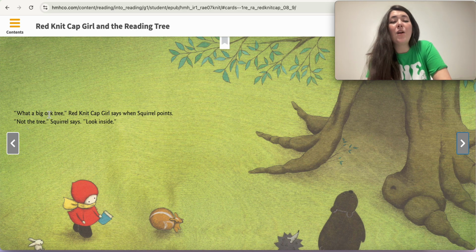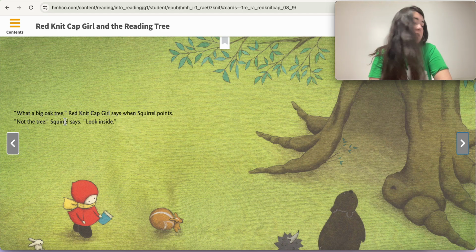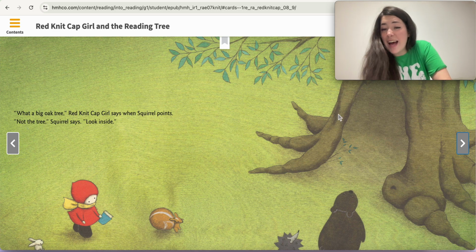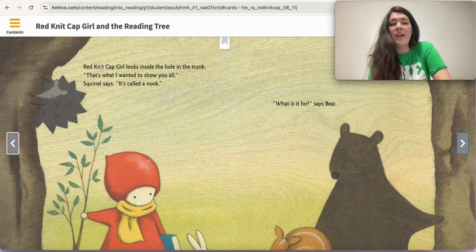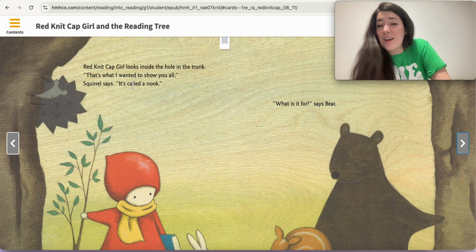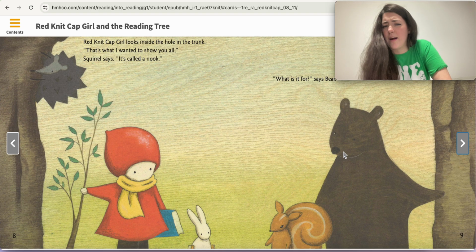What a big oak tree, red knit cap girl says when squirrel points. Not the tree, squirrel says. Look inside. Oh, look at that hole in the tree. It's like a really big nook. Red knit cap girl looks inside the hole in the trunk. That's what I wanted to show you all, squirrel says. It's called a nook. What is it for? Says bear.